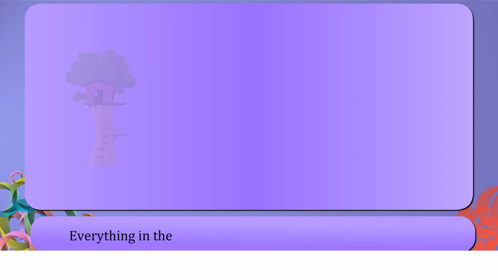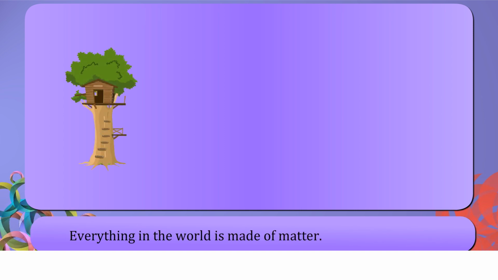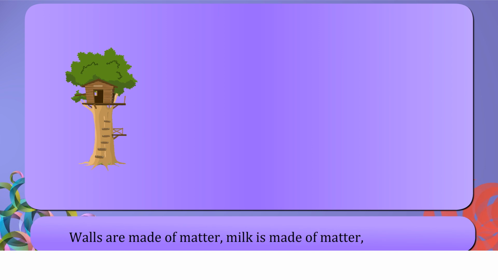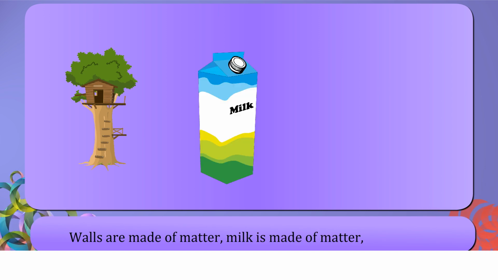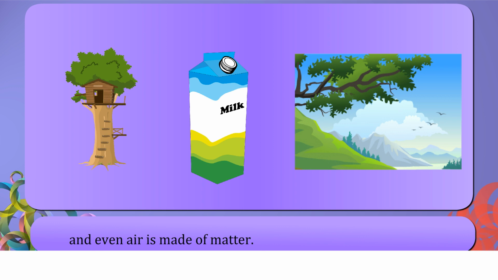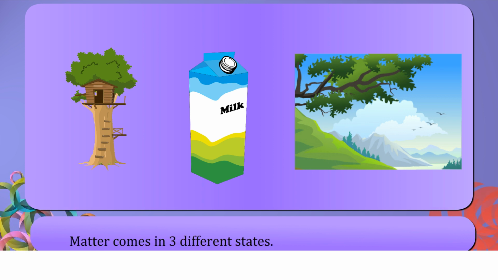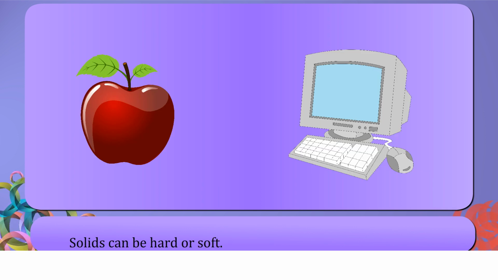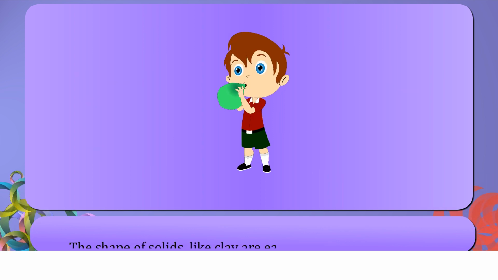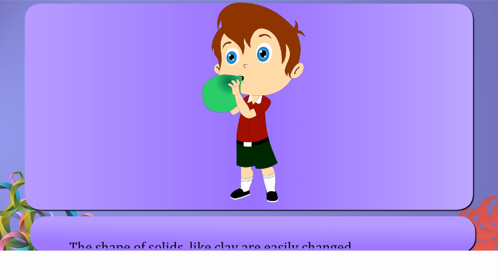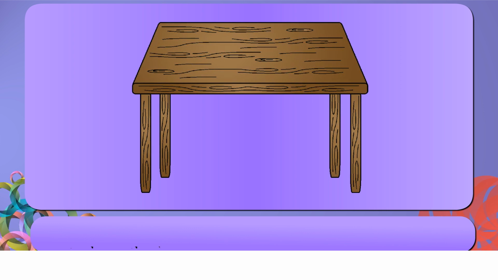Change of state. Everything in the world is made of matter. Walls are made of matter. Milk is made of matter. And even air is made of matter. Matter comes in three different states. Solids can be hard or soft. All solids will keep their shape unless you do something to change them. The shape of solids like clay is easily changed. Solids like wood are much harder and not easy to change the shape of.